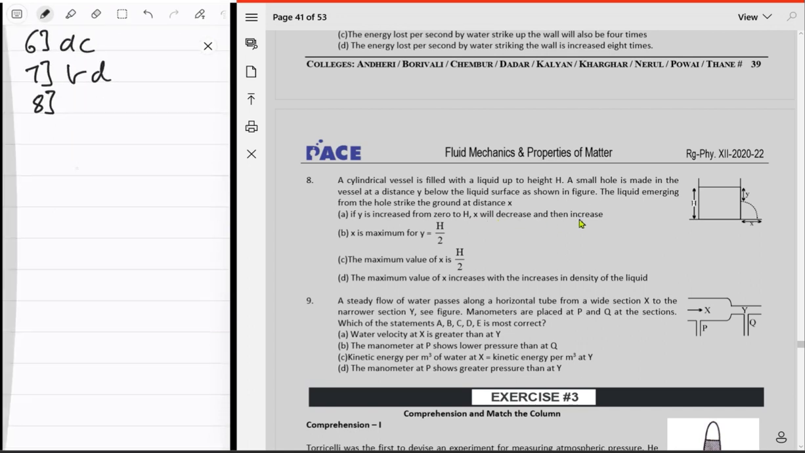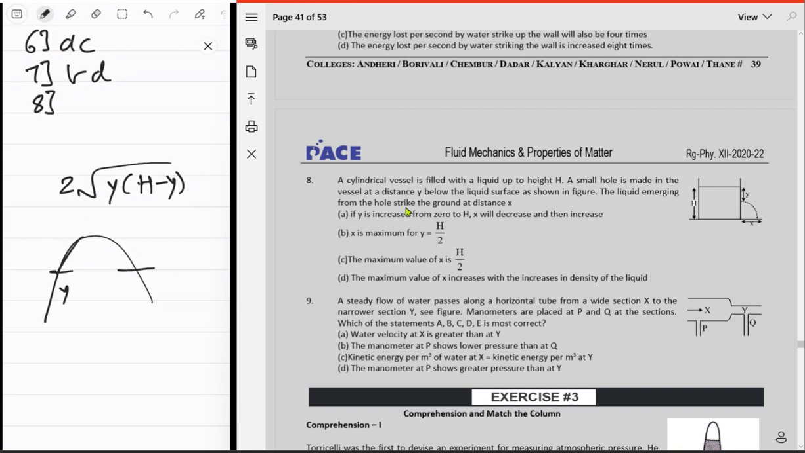Okay, so of course it's 2 square root of y times (h plus y), right? So as y is increased, x will become a maximum value, this is going to increase when y is increased from 0. X will first decrease? No, that's just wrong. X is maximum for y equal to h upon 2, I believe in that. Maximum value of x is h upon 2.